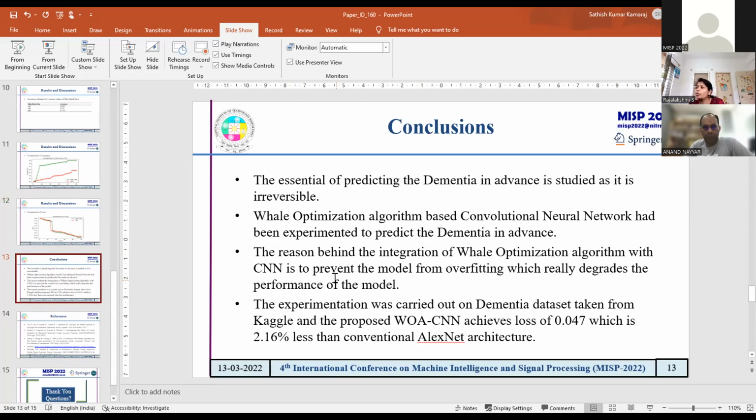So the proposed algorithm has been experimented with the dementia dataset taken from Kaggle, and the proposed WOA based CNN achieves a loss of 0.04%, which is 2.16% less than the conventional AlexNet architecture.